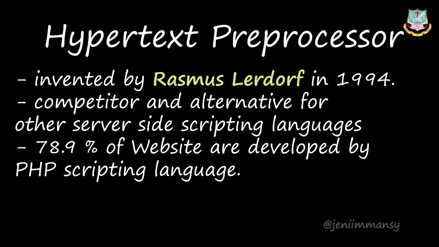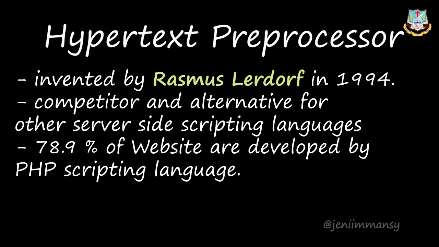It is a competitor and alternative for other server-side scripting languages like Microsoft ASP and JSP. ASP means Active Server Pages. JSP is Java Server Pages. In a recent survey, they found that the PHP scripting language was used all around the world for creating web pages. When you compare it with Java, static files, ASP.NET or any other scripting languages, PHP took 78.9 percent of websites, which are developed by the PHP scripting language.